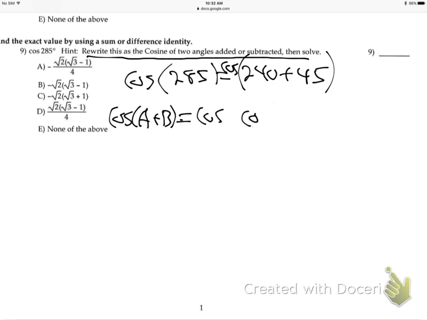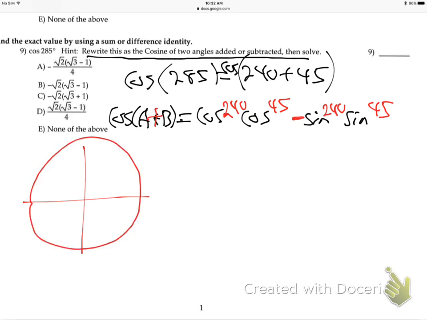Cosine, cosine, sine, sine. So you just... and he's not our friend. So he has opposite sign. Plus here becomes minus in the middle. 240, 45, 240, 45. Good to there? Then go to the unit circle.